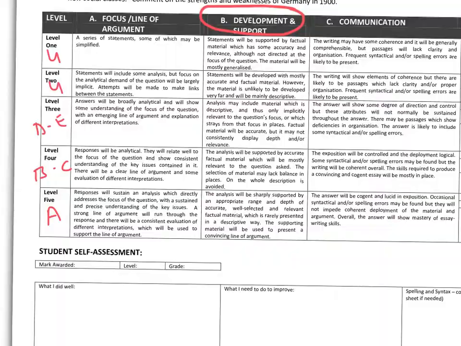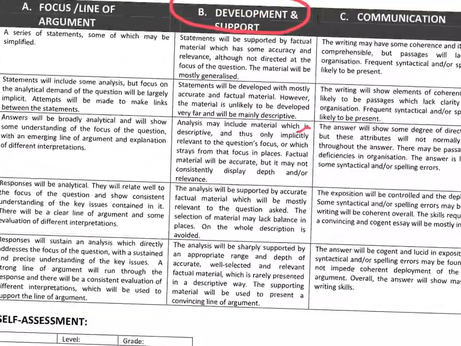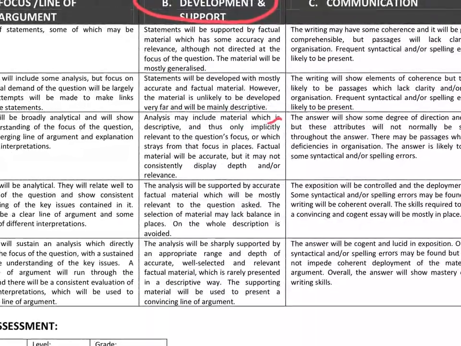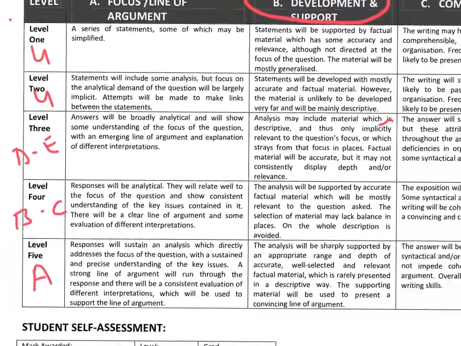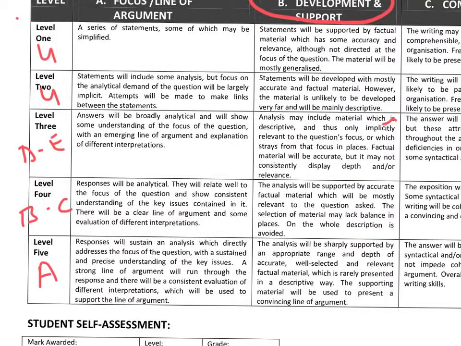So, looking at the requirements, I'm just going to zoom in a little bit here. We lose the levels on the... actually, I can just about do it. Okay, so we've got the levels on the left there. Level 1, statements will be supported by factual material. There is factual material, some of which may be accurate, some of which may be relevant, but it will not be really used to answer the question.